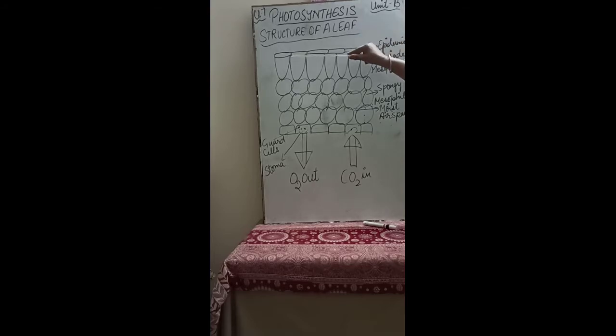Now the upper part has flat cells and they are called the epidermis. They provide covering to the leaf. Below the epidermis we have elongated cells. They are elongated structures that we call palisade mesophyll. They are cells closely arranged to each other. Then we have rounded cells, again closely packed to each other. They are called the spongy mesophyll.